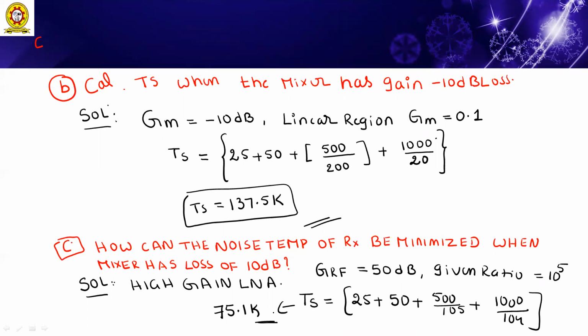By using the previous discussion, what is the TS formula? We have T in plus TRF. Put the T in here at 75 K. So dear students, this is the way to solve the system noise temperature models as per the given data in the questionnaire. Let us solve another problem.